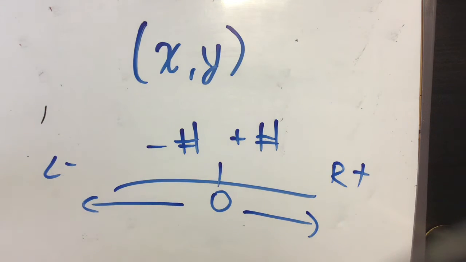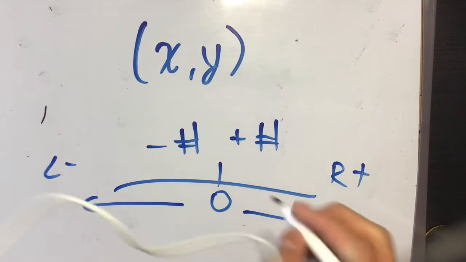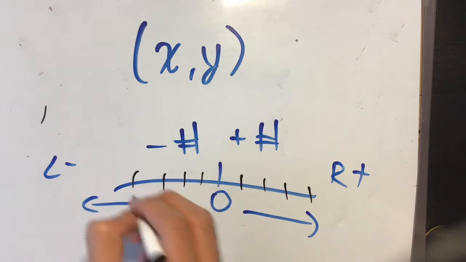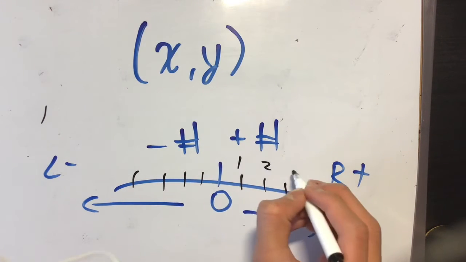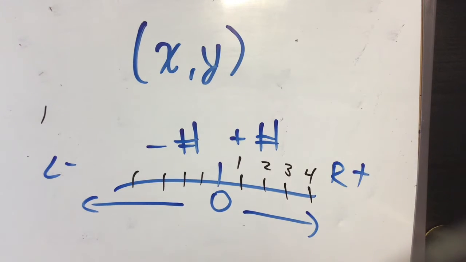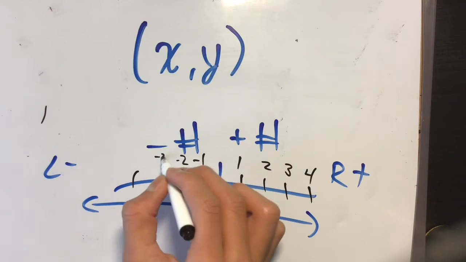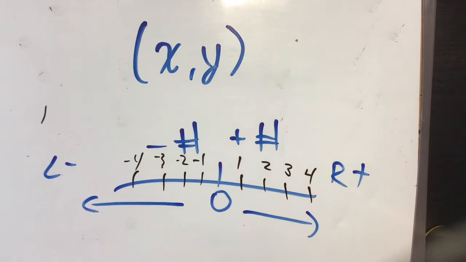And on a number line, there are increments. For example, 1, 2, 3, 4, and -1, -2, -3, -4. This is pretty much the same as plotting coordinates on a Cartesian grid. Now I'll get to that.